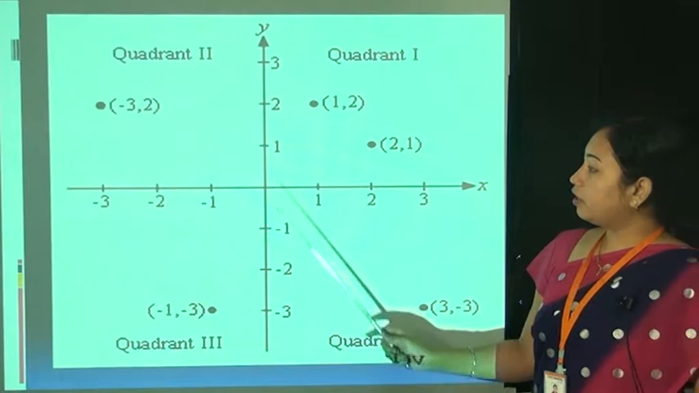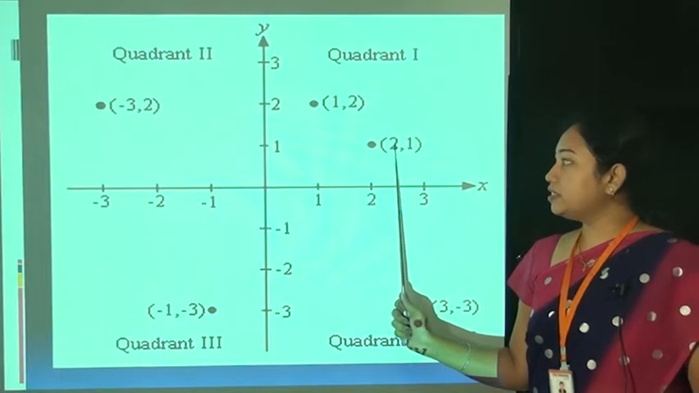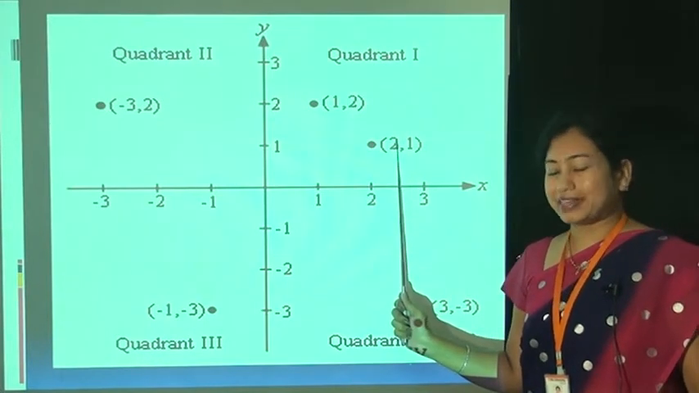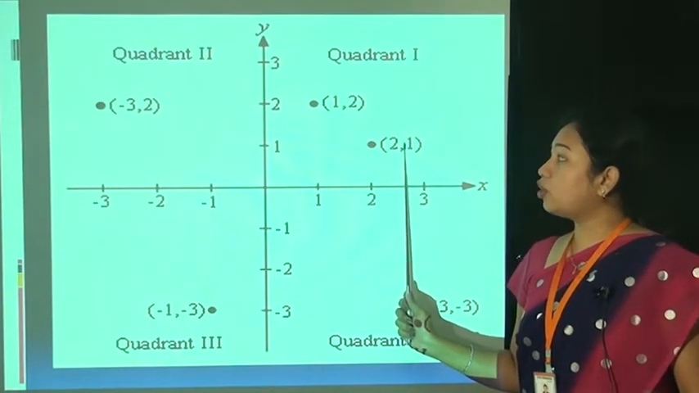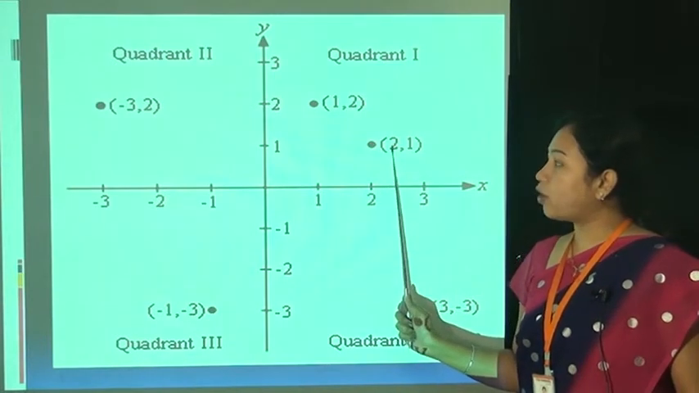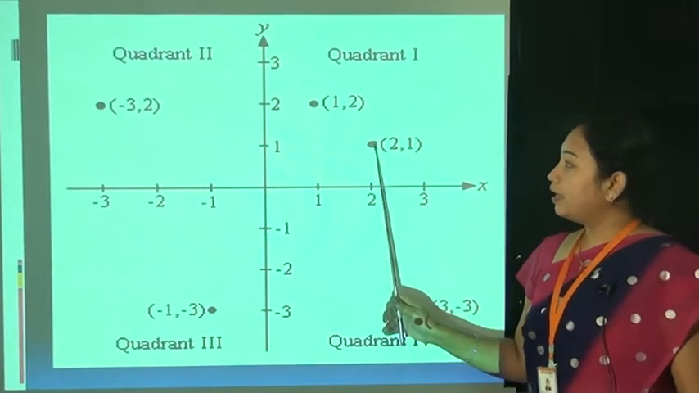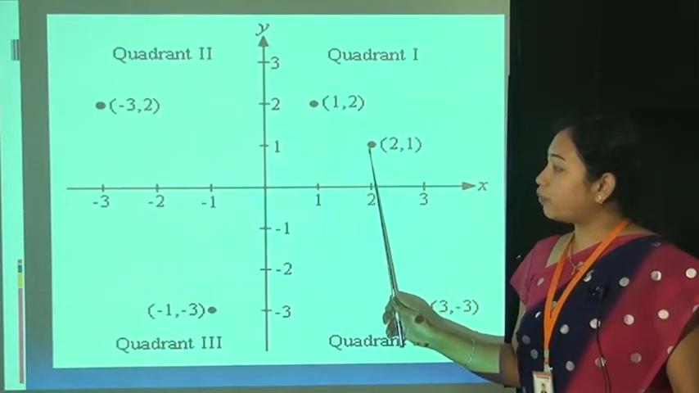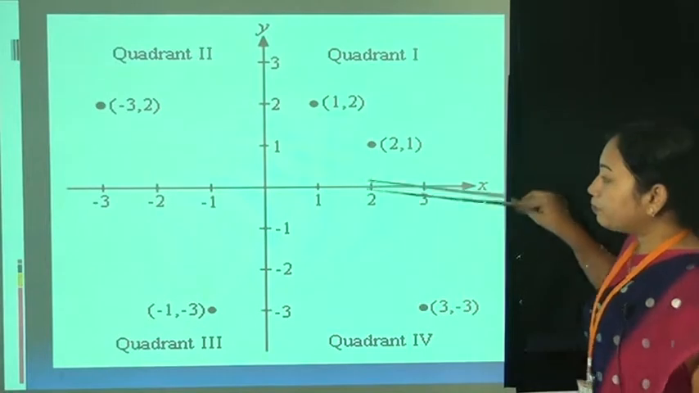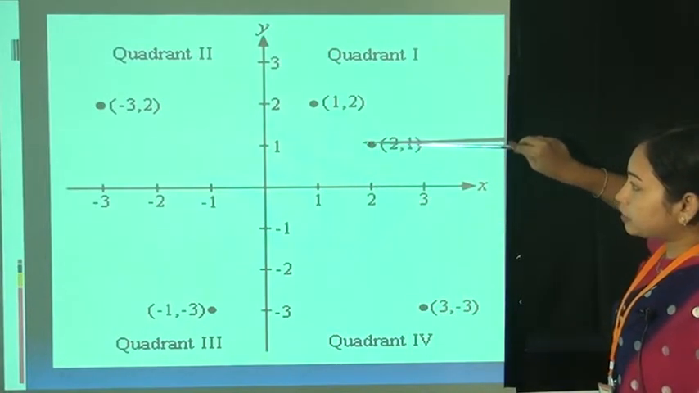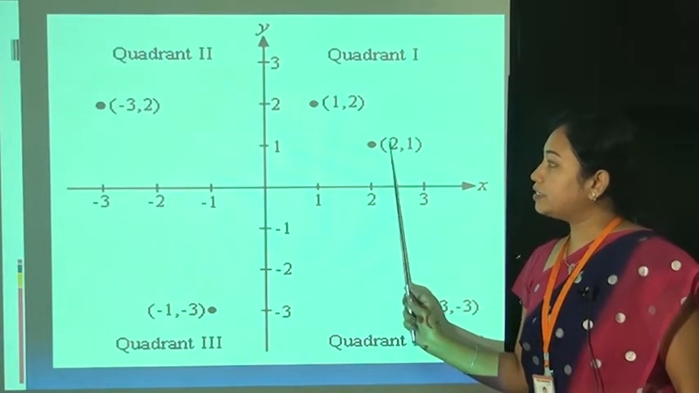So let's take an example. For example, let's take this point (2, 1). Now you can see here 2 is always on the x axis, the first number is always on the x axis and the second number is always on the y axis. Here this is the point and these are its coordinates. Both the coordinates are positive, that's why this point is in the first quadrant. The distance of this point on the x axis is 2 and on the y axis is 1. That's why this point is (2, 1).